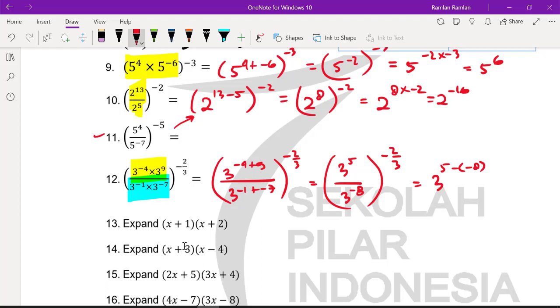So be careful with the negative, guys. It's minus negative 8. It's not minus 8. It's minus negative 8. And don't forget, we still have that 2 over 3. Okay, now add these two. You get 5 plus 8, which is 13.